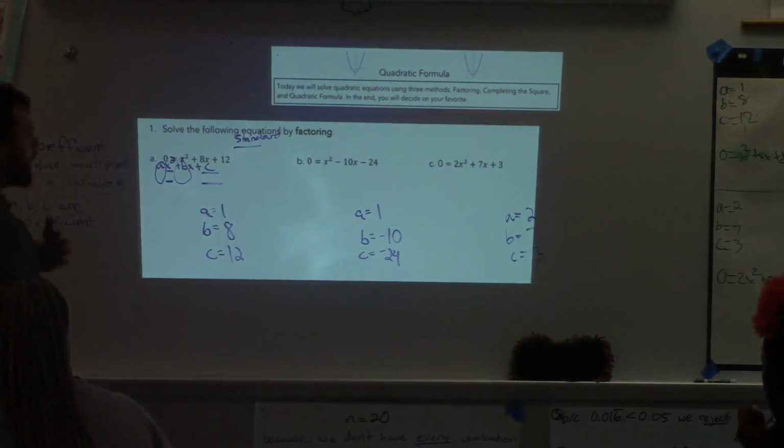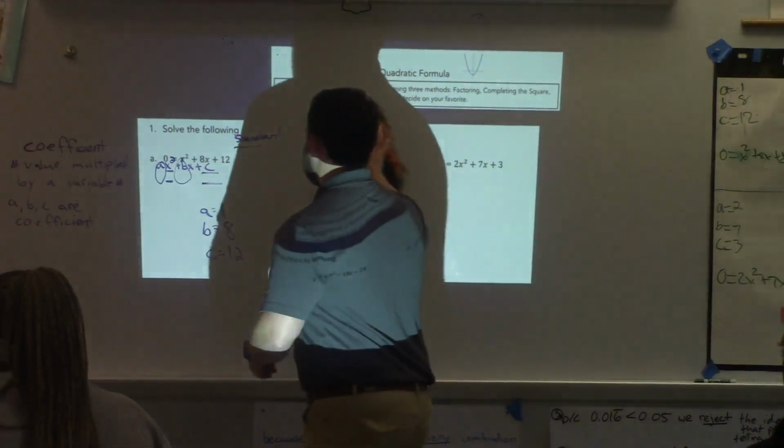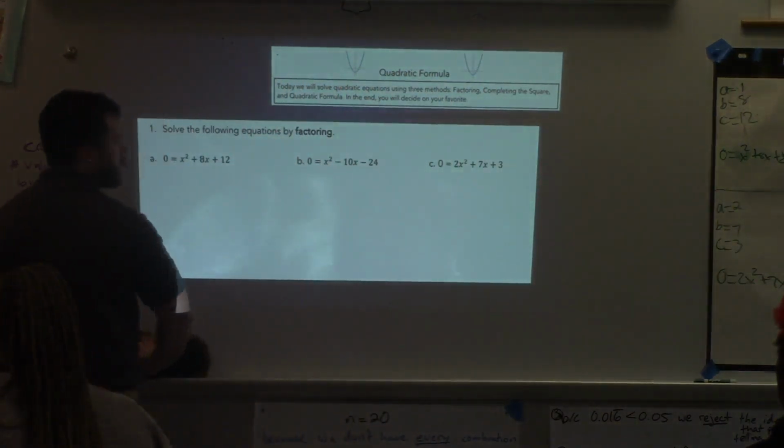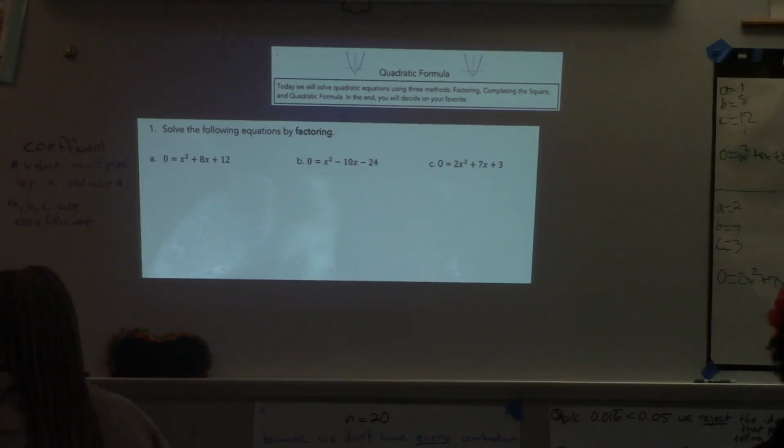Alright, so we did all 3 of these yesterday. We took the time to go through the factoring. So this is the front side. So please go ahead and look at the front side quickly. Let me know, did we work through some of these at least yesterday? Okay, so we didn't get to C.